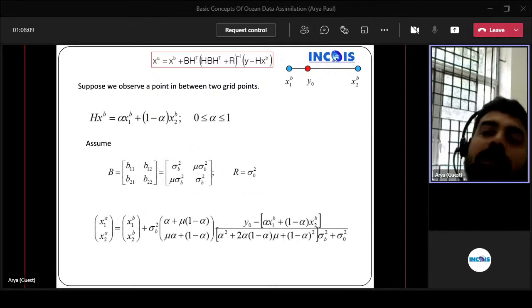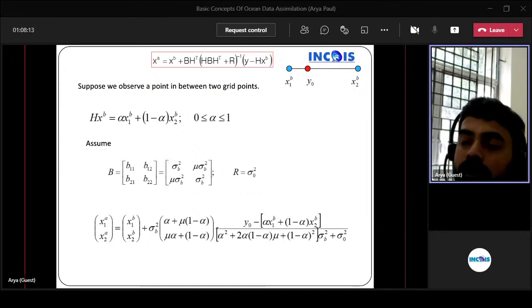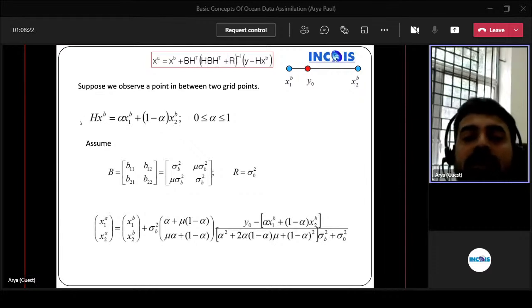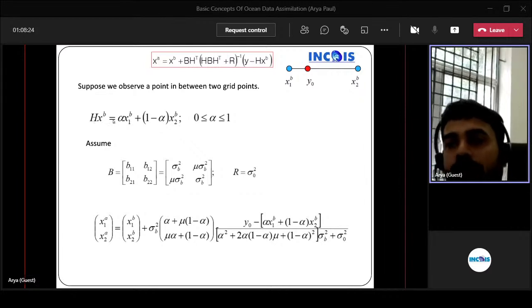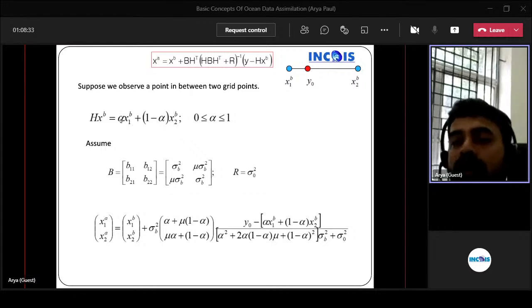Okay, so when I observe a point somewhere in between two end points of the rod, or between, let's say, two grid points, then my H(XB), my Y is H of XB, which is alpha X1B plus 1 minus alpha X2B. So what does alpha signify?